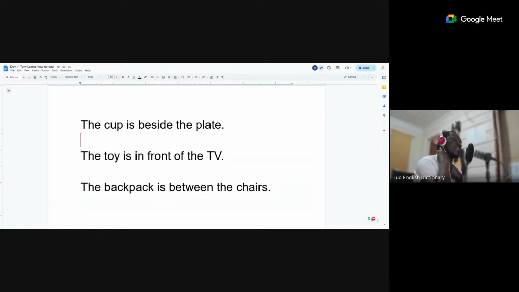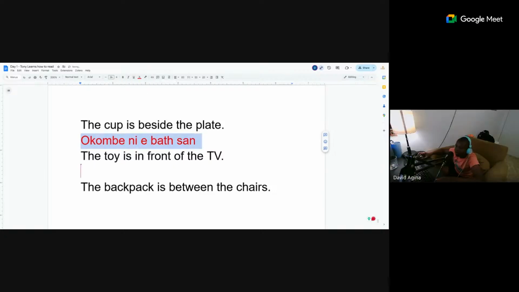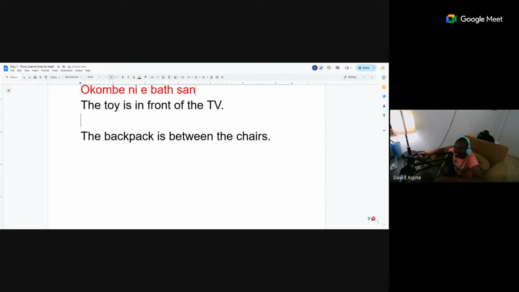The cup is beside the plate. Okombe ni bath san. Say that. Okombe ni bath san.